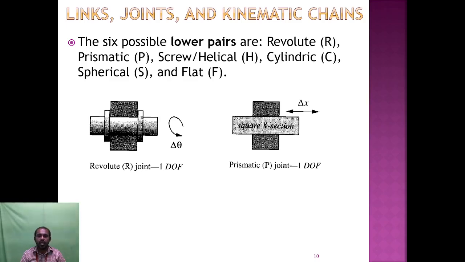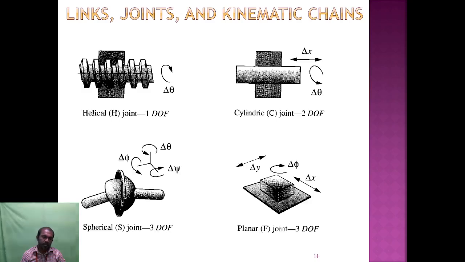And the prismatic joint has no rotation, but it moves in translation. So it's a translation in the x direction. The square section is moving only along the x axis, so only 1 degree of freedom for the prismatic joint. The third one is the application of the helical joint. It has 1 degree of freedom because the screw is rotating in only one direction, so it has only one rotation, 1 degree of freedom for helical.